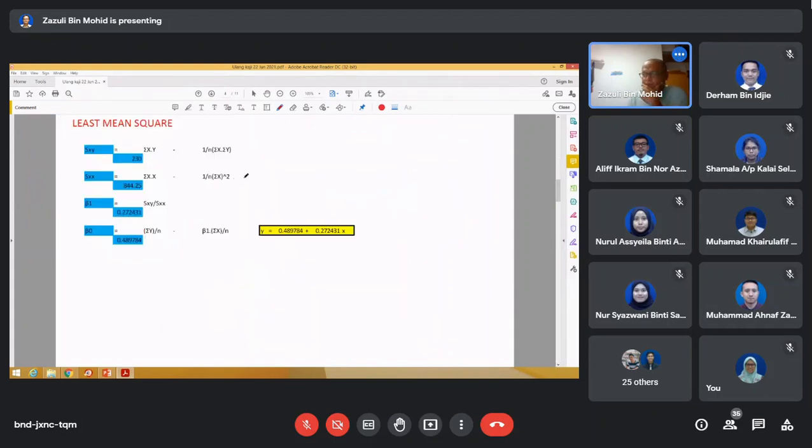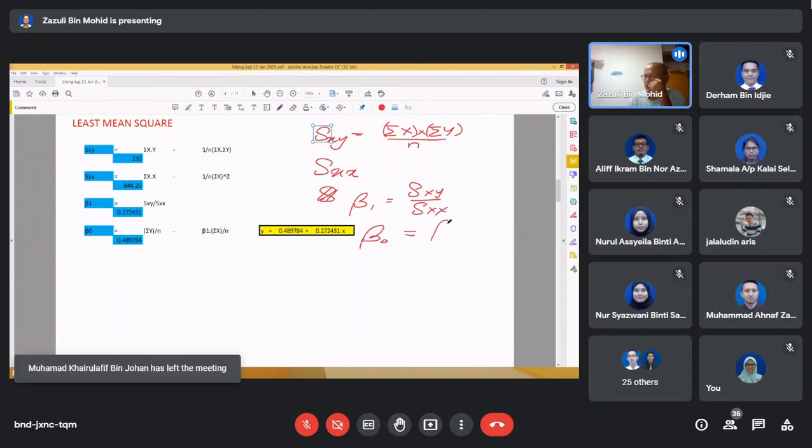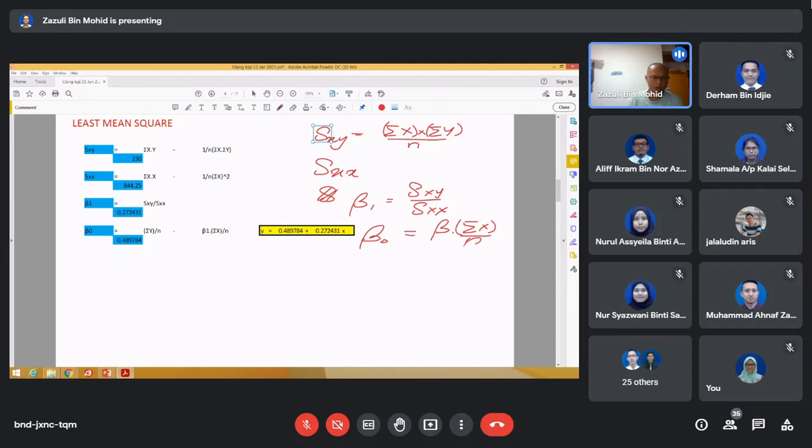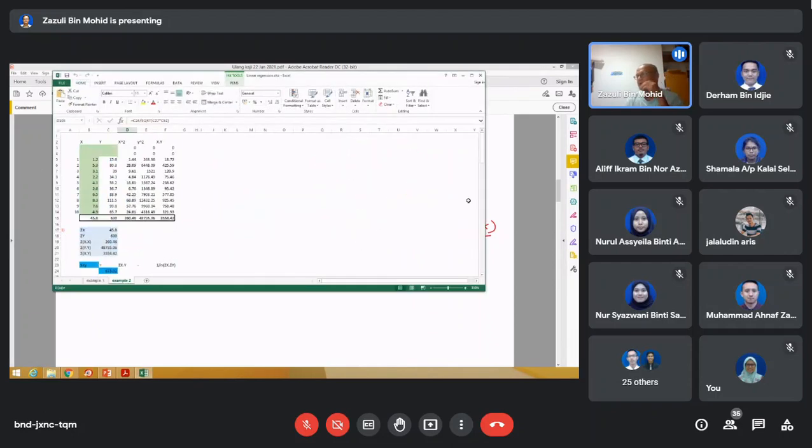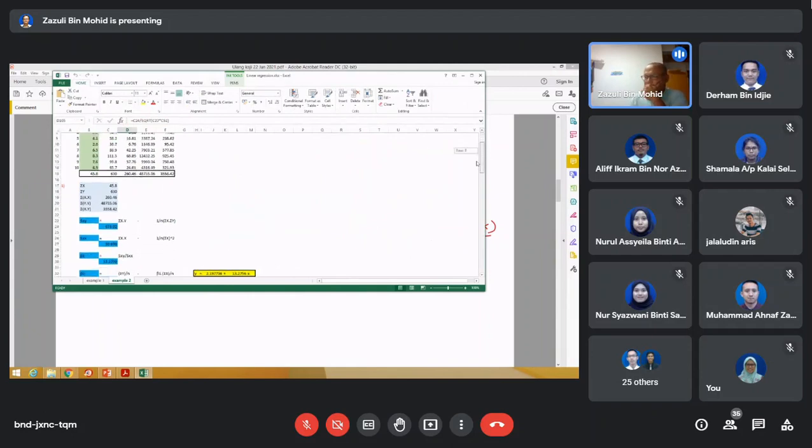So from there, you have to calculate the SXY, which is equal to the accumulation of X times the accumulation of Y divided by N. Okay, and then you have the SXX, and then you can calculate beta 1, which is equal to SXY divided by SXX, and beta 0 equal to beta 1 times accumulation of X divided by N. This formula you can find in your notes.